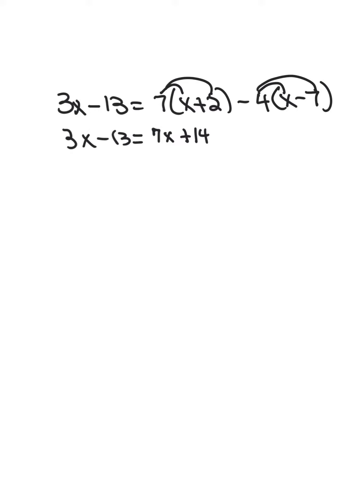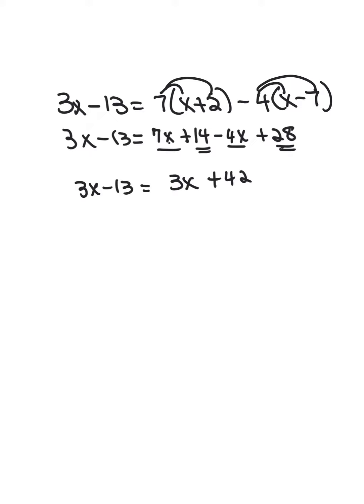So I'm going to have negative 4 times x, which is negative 4x, and negative 4 times negative 7, which is positive 28. Since I have two x's on the same side, I can combine those together. And my left side is going to stay 3x minus 13 is equal to 7x minus 4x is 3x. 14 plus 28 is going to be 42.